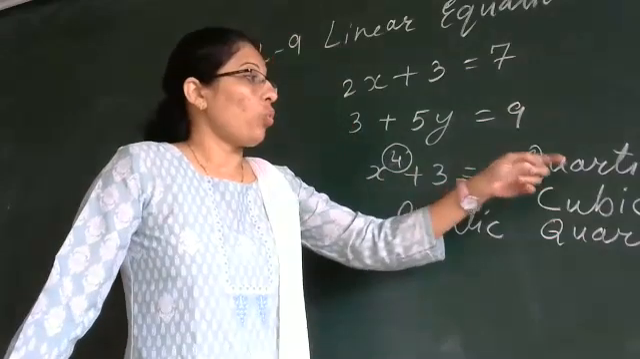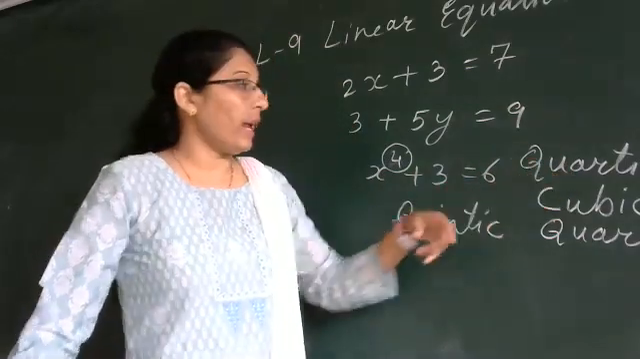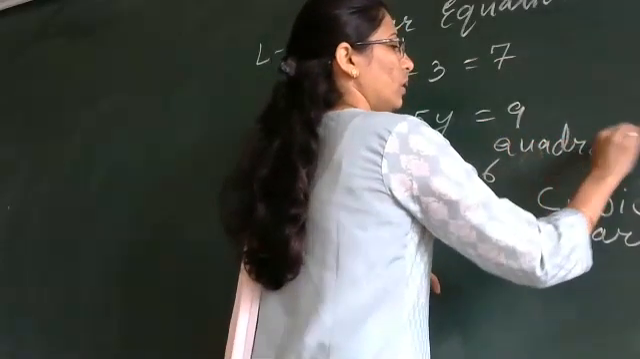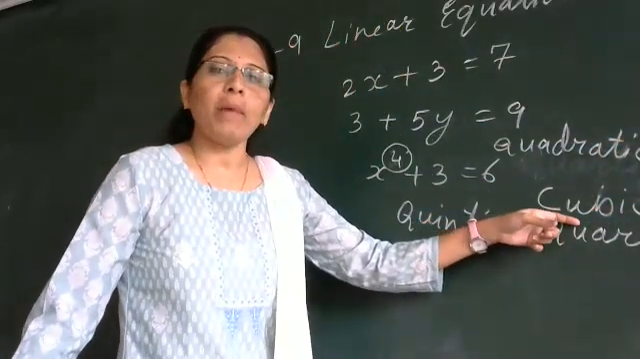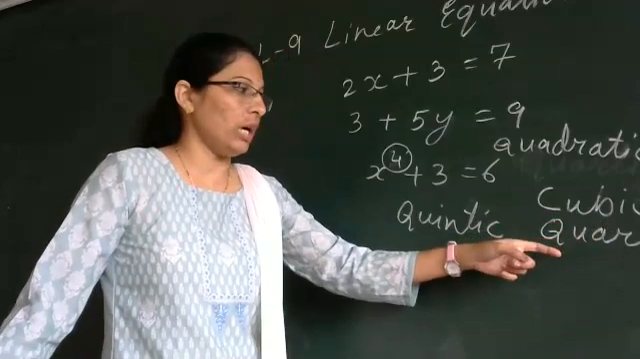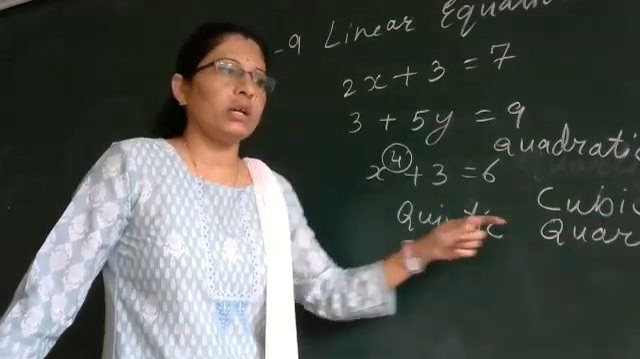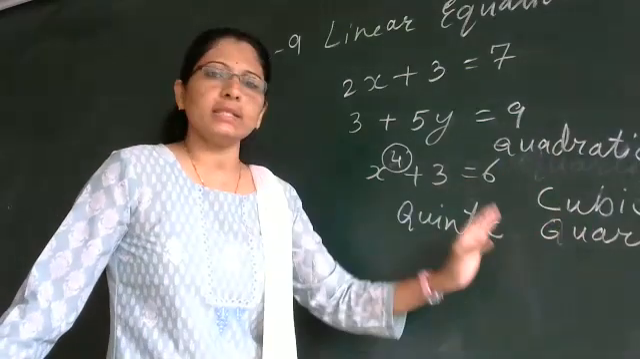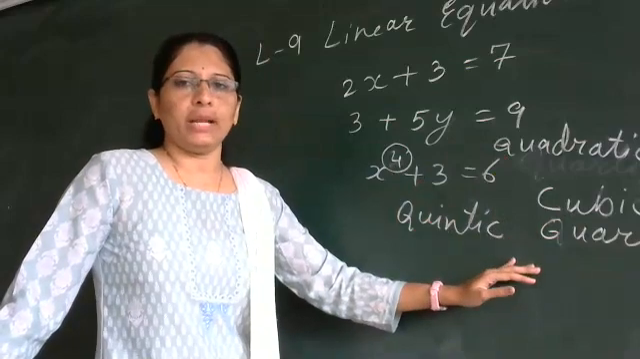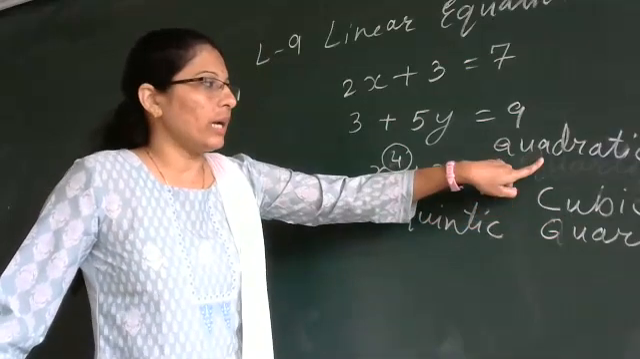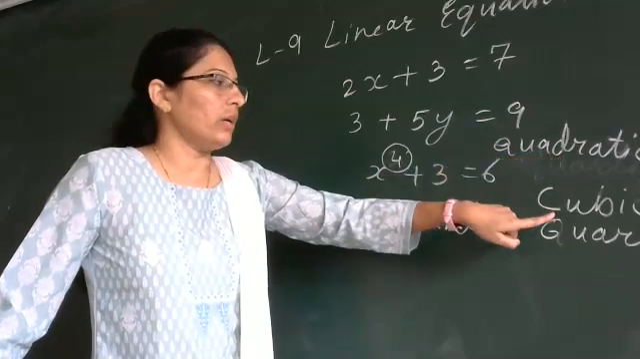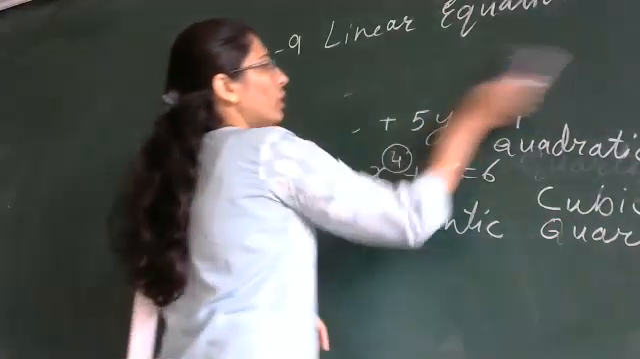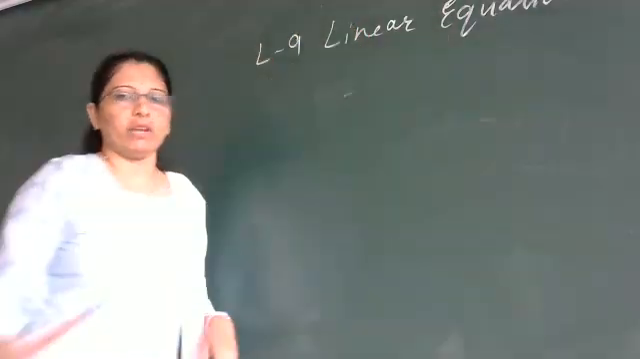So the equations having the variable with highest power 1 are known as linear equations. Having power 2, quadratic equation. Having power 3 is cubic equation, power 4 is quartic, and power 5 is quintic. You don't need to remember all these things, I am telling you just for knowledge. In your higher classes you will learn about quadratic and cubic. For now you understand only linear equation.